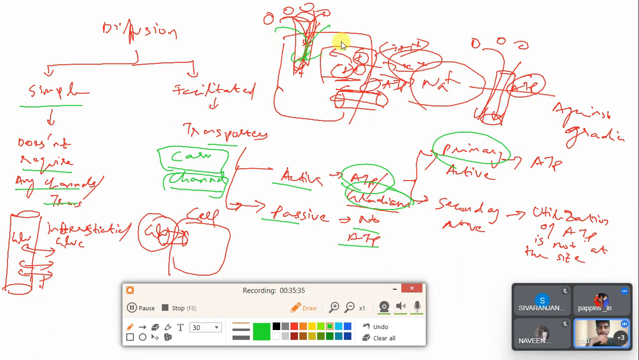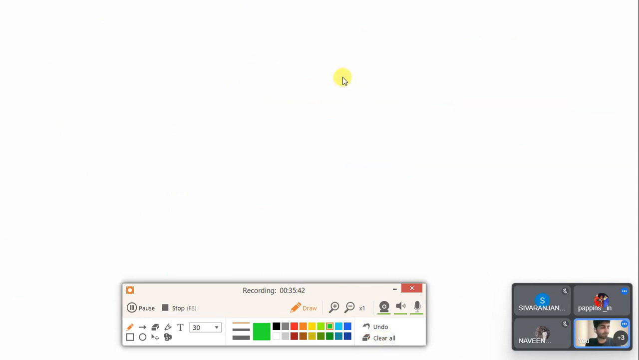Okay, now one more thing I wanted to ask here was, do you know the difference between channels and carrier proteins? Transporters, we can just call them carrier proteins. And the second thing is the channels.